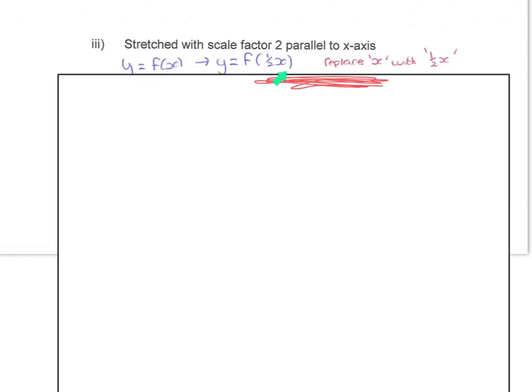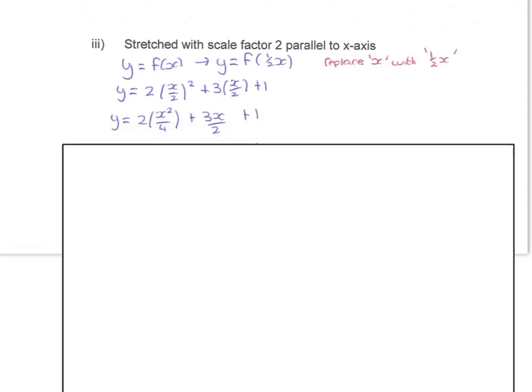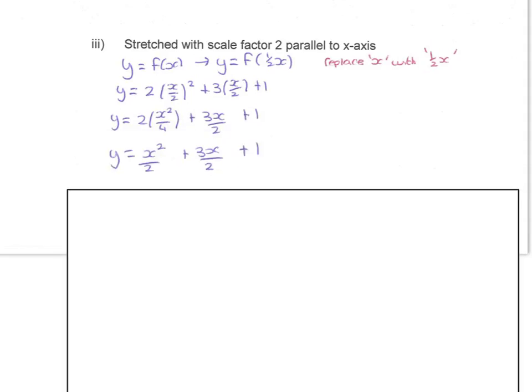Everywhere in the equation where you see an x, you must replace it with a half x, which is what I've done in this next line. All x's get replaced by a half x, or I've put them as x over 2, just to make the working out slightly easier. Now we multiply this out, squaring the brackets so you end up with x squared over 4, multiply out brackets and simplify. We should end up with the final answer y equals x squared over 2 plus 3x over 2 plus 1. Or if you prefer, y equals a half x squared plus 3 over 2 x plus 1. Whatever way you want to write it, it's up to you.